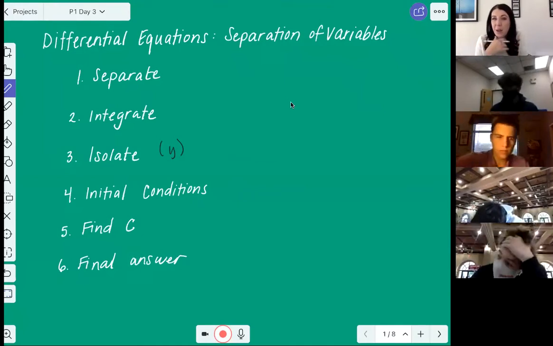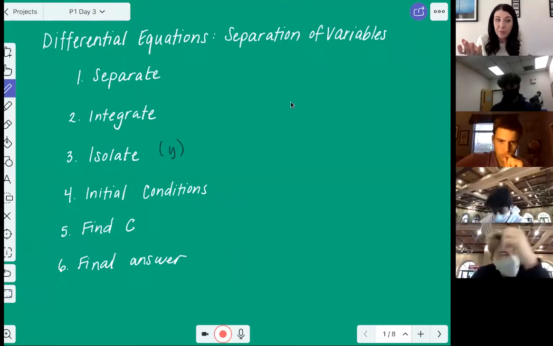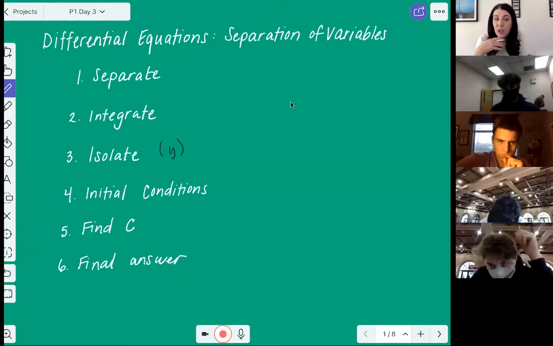I know that this doesn't make a whole lot of sense right now. It's important you have this list, and we'll come back to this several times. Okay, and then once you have C, you can plug that back into the equation that you isolated in step 3, and that will give you your final answer. So your final answer is essentially substituting C back into the equation that you arrived at in step 3.